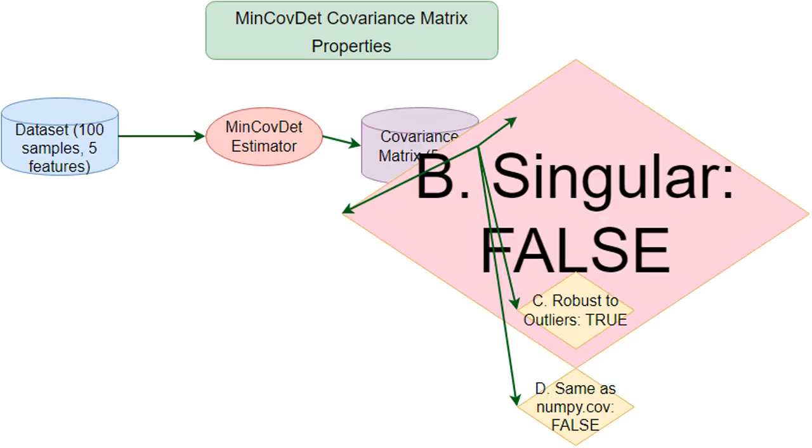This is false. A singular matrix is one that's not invertible. You can't easily undo its calculations. MinCovDet specifically avoids creating a singular matrix. It's designed to give me a useful, invertible matrix, even with outliers present.